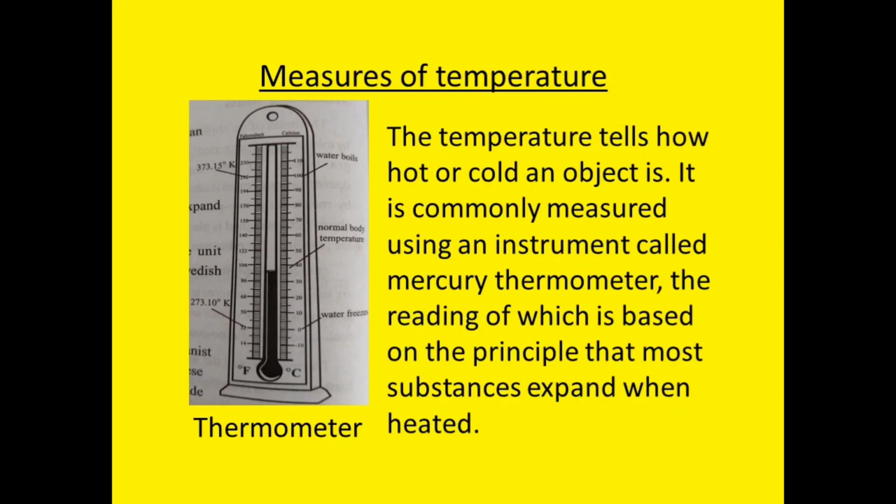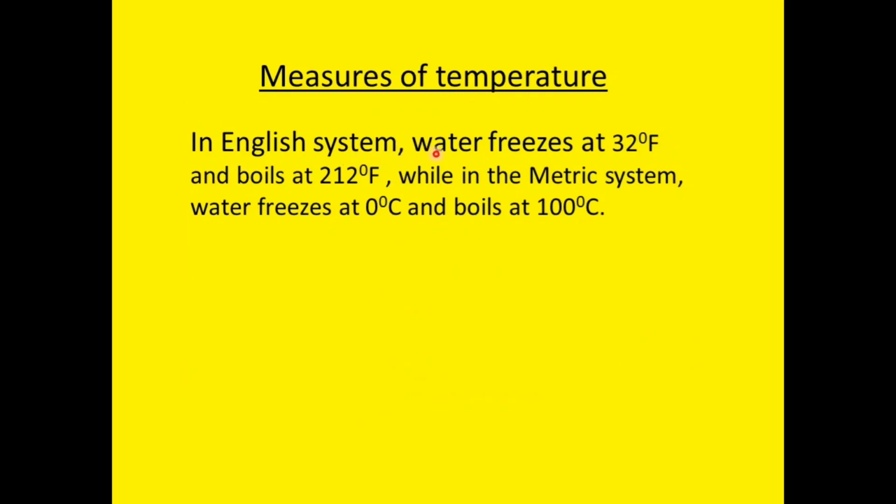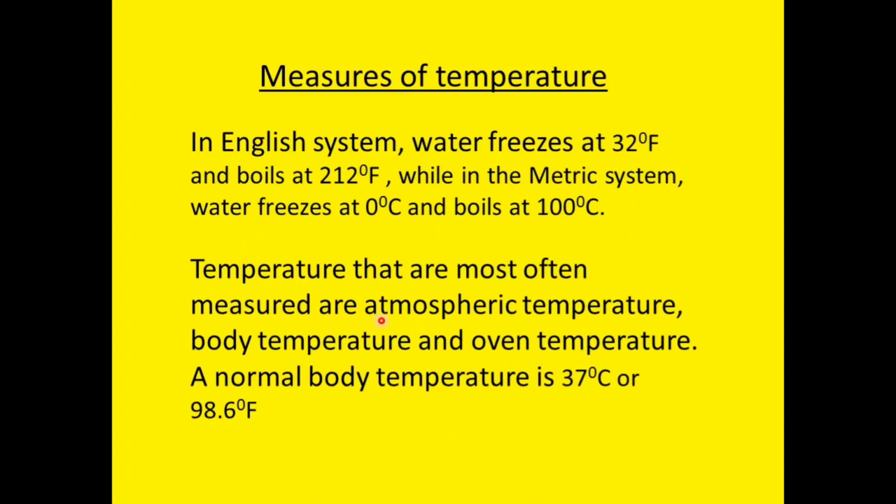Then in the English system, water freezes at 32 degrees Fahrenheit and boils at 212 degrees Fahrenheit. While in the metric system, water freezes at 0 degrees Celsius and boils at 100 degrees Celsius. Temperatures that are most often measured are atmospheric temperature, body temperature, and oven temperature. And the normal body temperature is 37 degrees Celsius, or 98.6 degrees Fahrenheit.